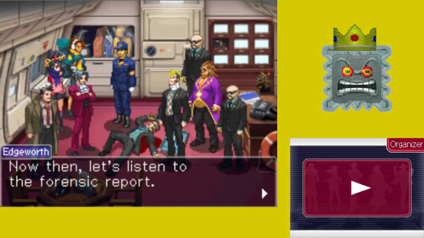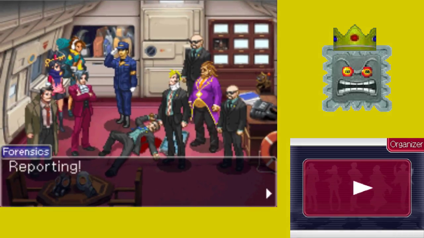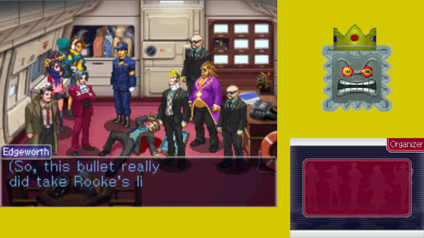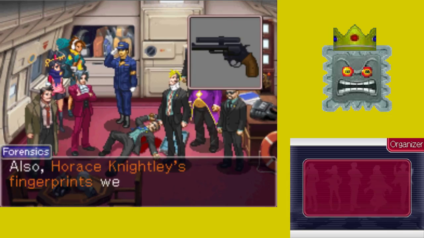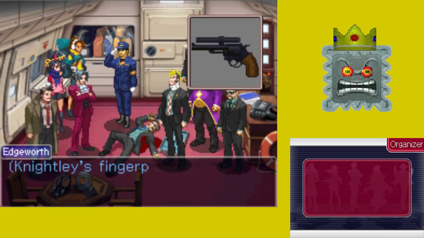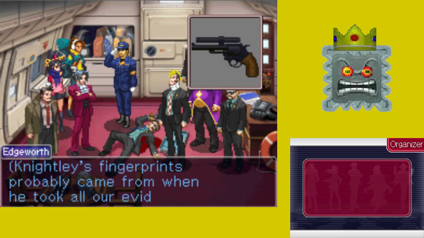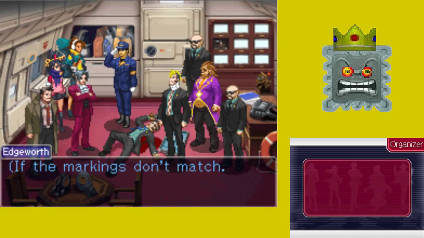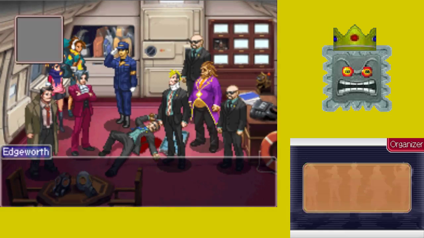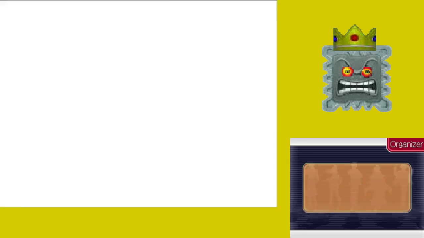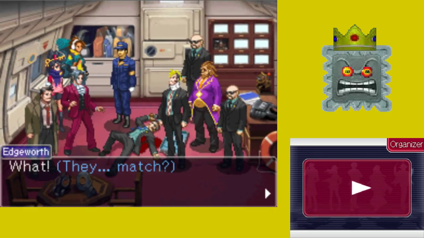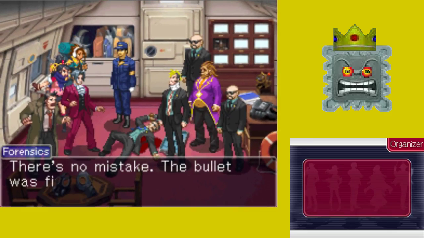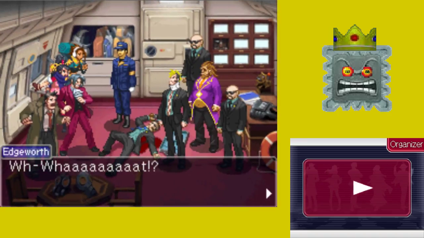Now then, let's listen to the forensics report. Reporting! First, the blood on this bullet matches the victim's blood. So this bullet really did take Rook's life. Also, Horace Knightley's fingerprints were found on this gun. Knightley's fingerprints probably came from when he took all of our evidence. The real issue is the ballistic markings. If the markings don't match, Miss Swift will be cleared of suspicion. And the bullet's ballistic markings match this gun. What? They match? What? No way. There's no mistake. The bullet was fired from this gun. What?